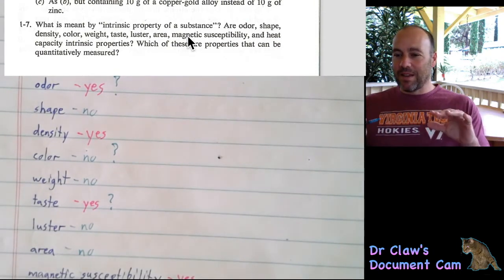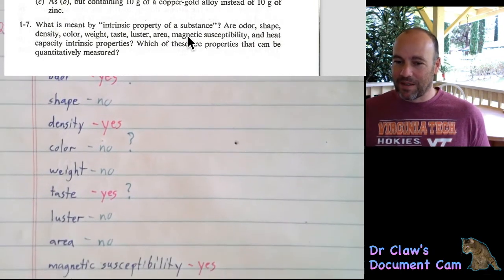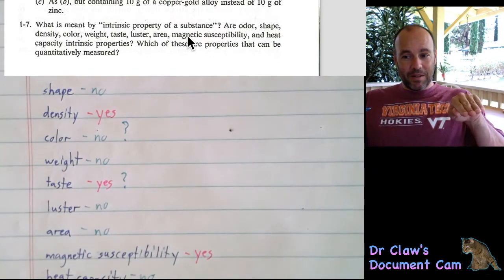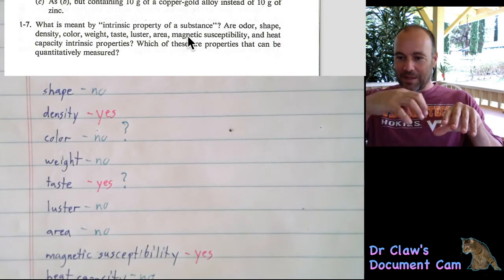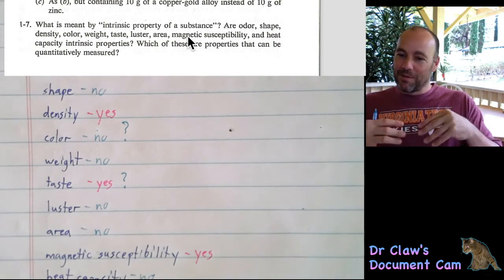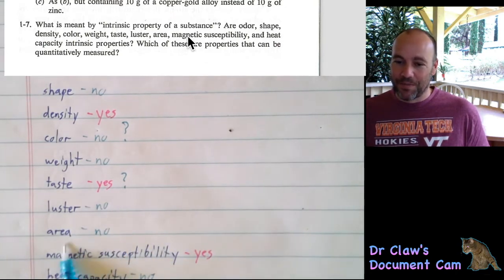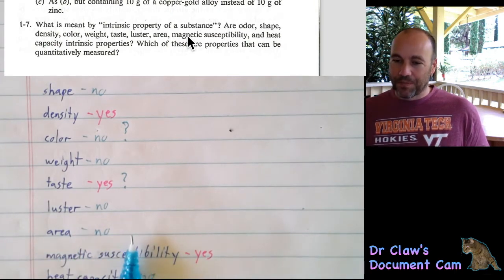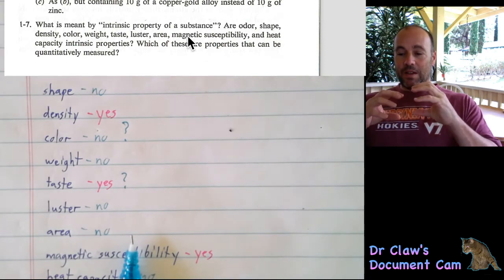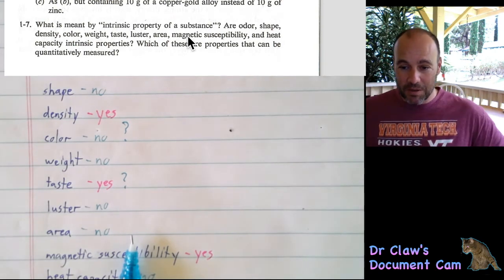Luster, it's sort of like how shiny the material is, right? I would think that's not an intrinsic property because you have a nice smooth piece of metal, okay, and then it's very shiny, very lustrous, but then you basically cut it up, you grate it up, and it would not be lustrous. So I would say that's not an intrinsic property. It depends on the subdivision, right? Area is definitely not an intrinsic property. You have a substance, you cut it in half, you basically increase its surface area. And if you pulverize it into powder, you would increase its surface area a lot more.